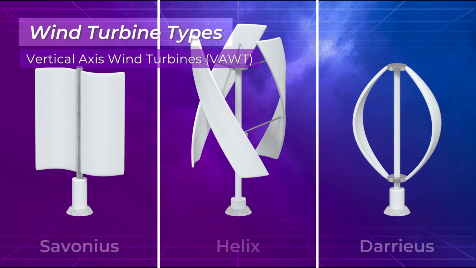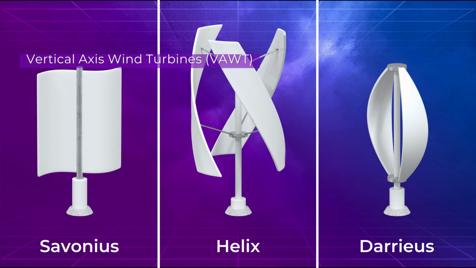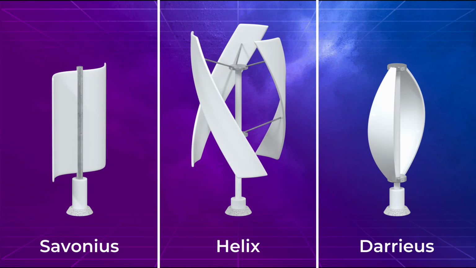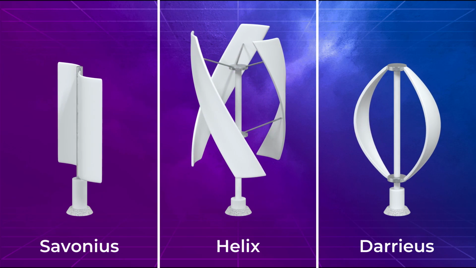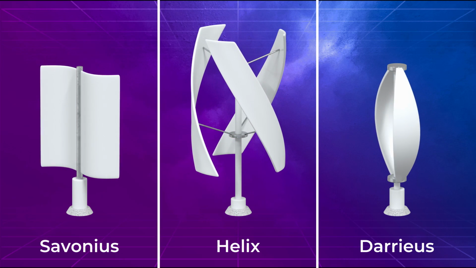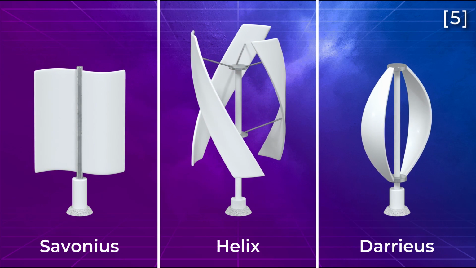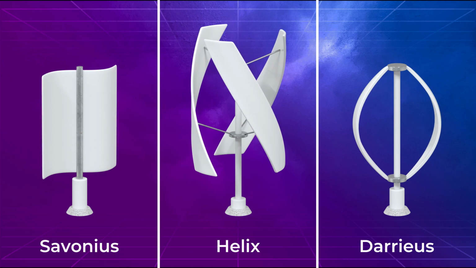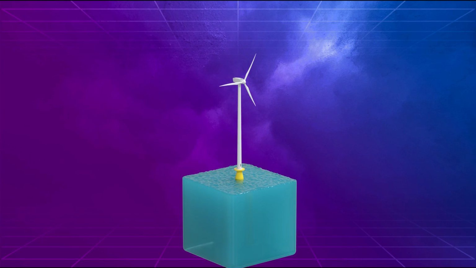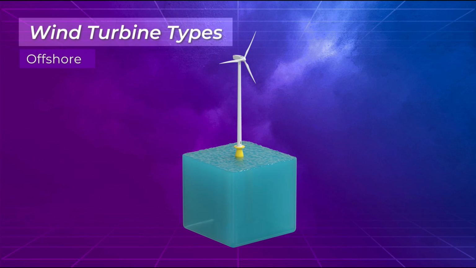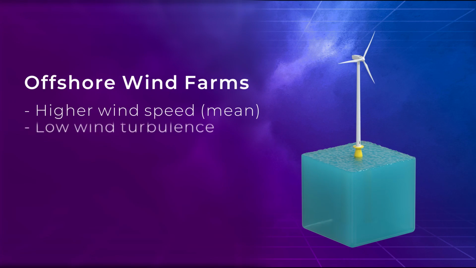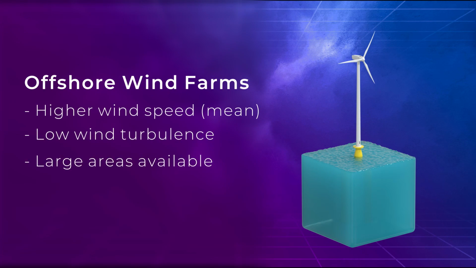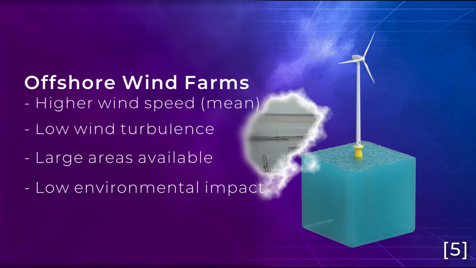Vertical axis wind turbines have the advantage of generating power from wind that comes from any direction. Generally, they are not efficient enough to compete with horizontal axis wind turbines, both in terms of power generation and economic feasibility. Offshore wind turbines are becoming more popular as offshore mean wind speeds are higher, wind turbulence is low, and large areas are available for wind farm development with limited environmental impact.